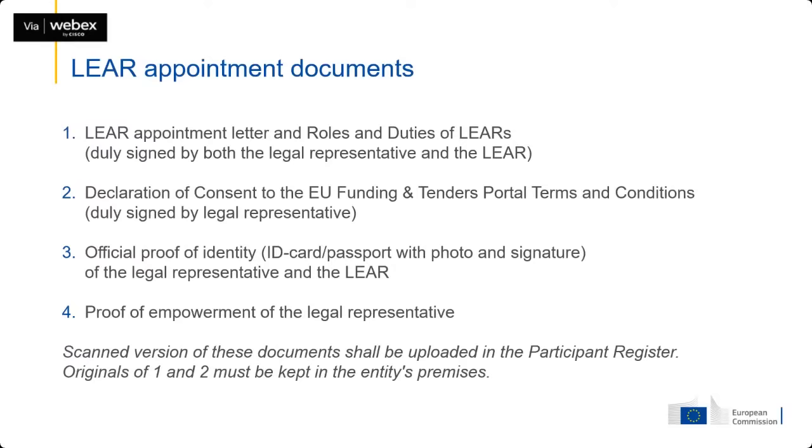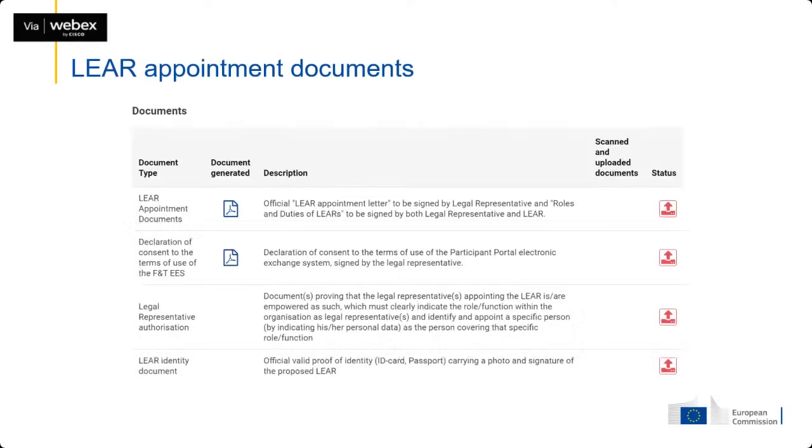And we also would need a proof of empowerment of the legal representative. This could be indicated in one single document, for example, a registration document that strictly indicates who the legal representative is, or this could be several documents, for example, the act of appointment, which could be minutes of the meeting when the person is appointed as legal representative, plus the statutes, if they indicate that this specific role has the right to represent the entity. Again, that's how it looks when the documents are requested and you need to upload them in the participant register.